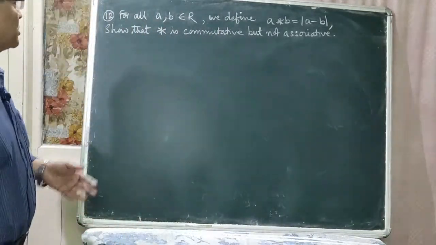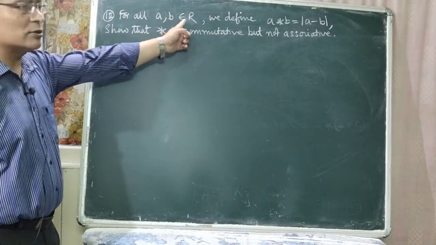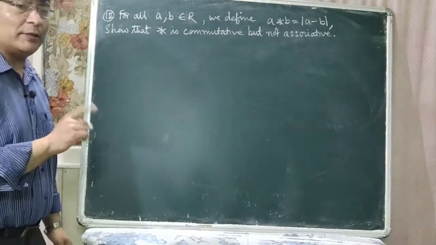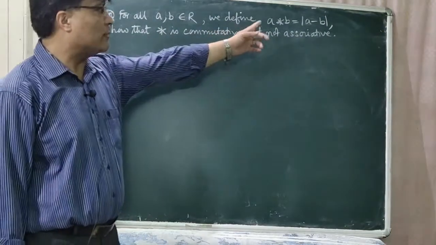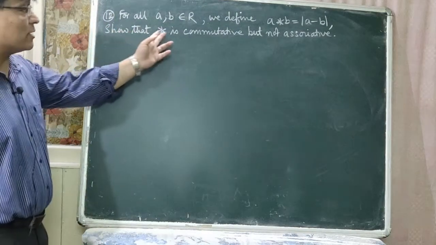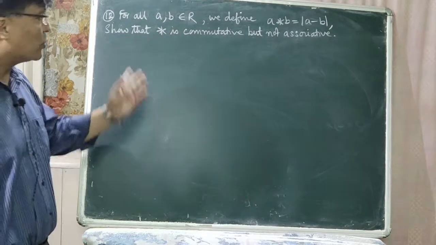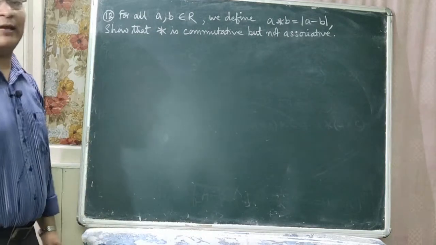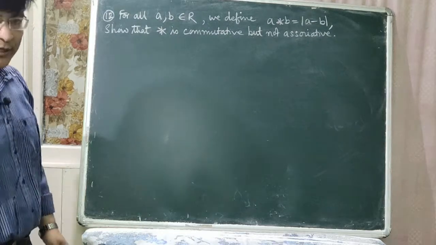Now we'll do the next question, that is question number 12. For all A, B belonging to R, the set of real numbers, we define A star B equal to mod A minus B. You have to show that star is commutative but not associative in this case also. You can give examples, so let us write down some particular real values of A and B.